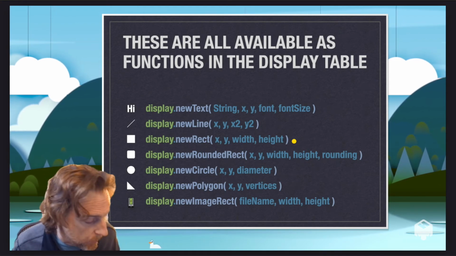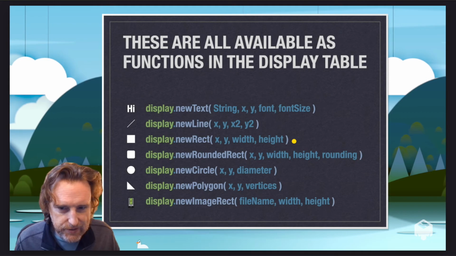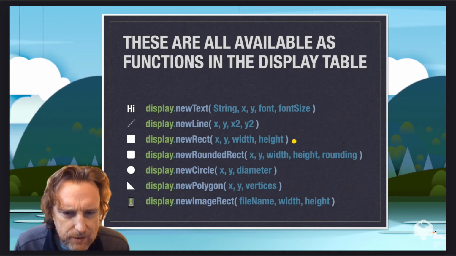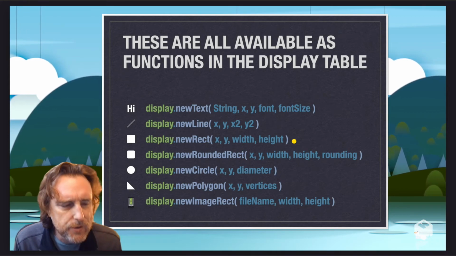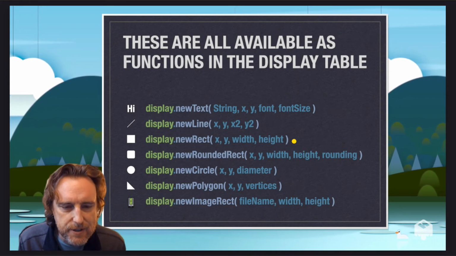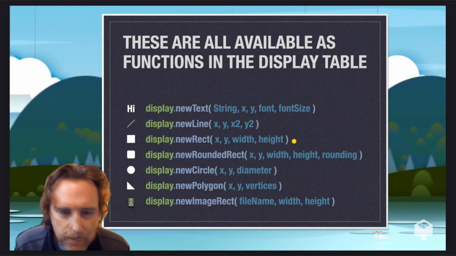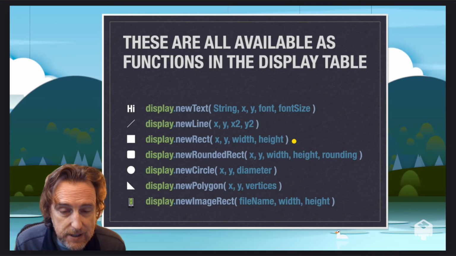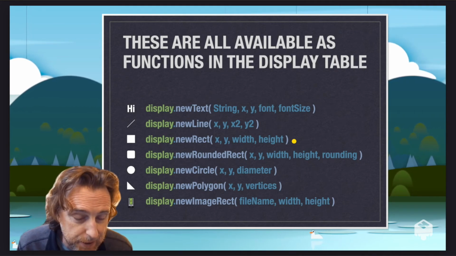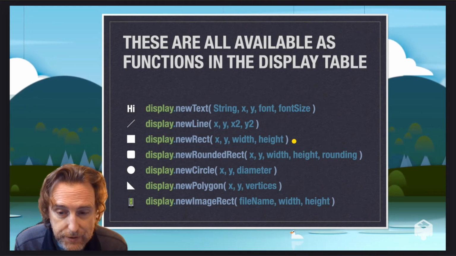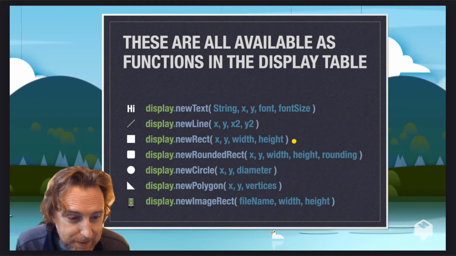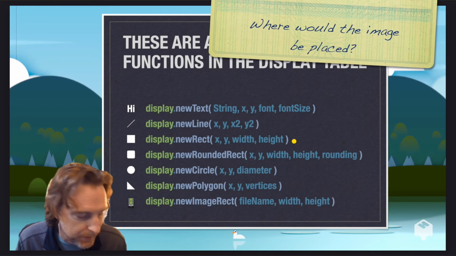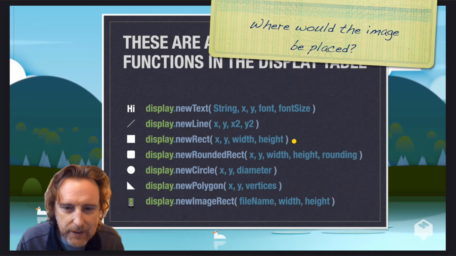So you might already be looking at these and thinking, wait a minute, there's a little bit of inconsistency here and there. Or certainly there's some differences between other languages if you're used to other languages. But I think even if this is your first language that you're really digging into, for instance, the display new image rect takes a file name and a width and a height. What about the X and Y? What about the X and Y value? Where's the image displayed? It's weird.